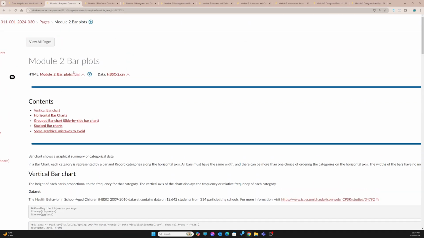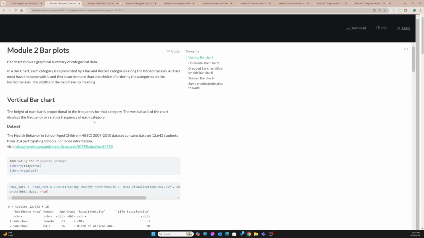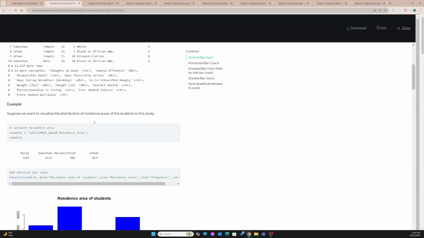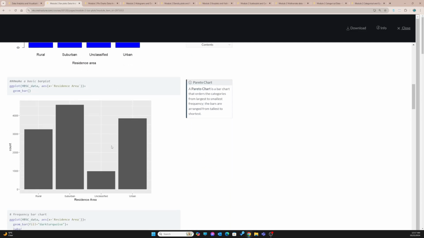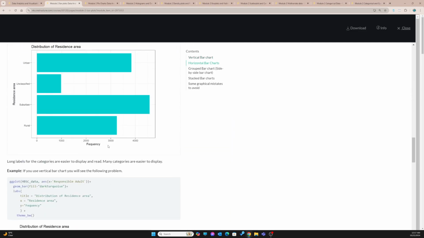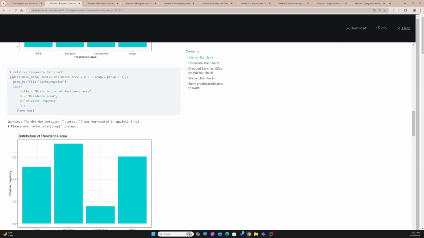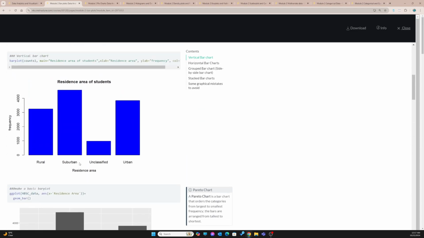All right. So let's see. Let's hear about bar plots. What are bar plots really? So what can bar plots be? They can be something like this, vertical, or they can be something like this, horizontal. All right? Now, let's see one.